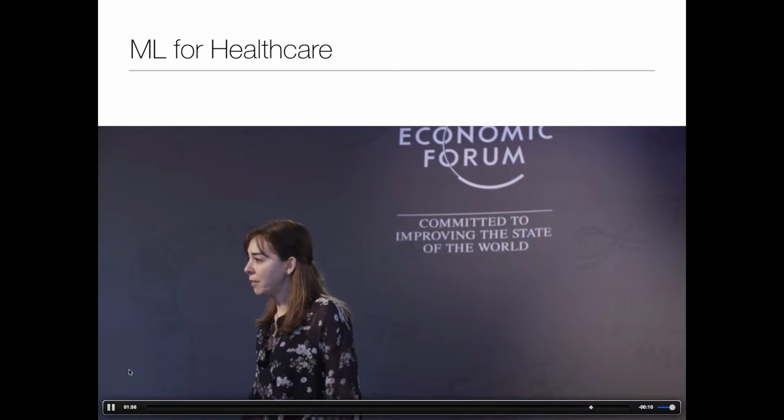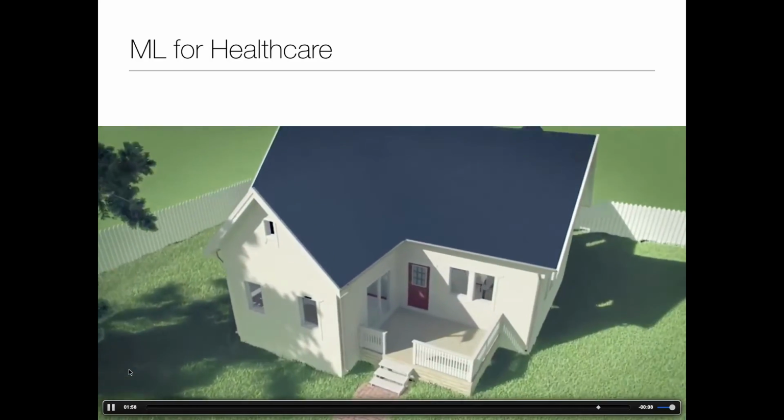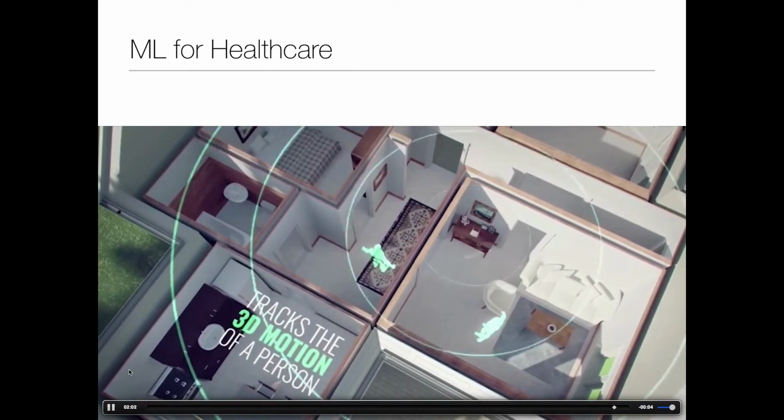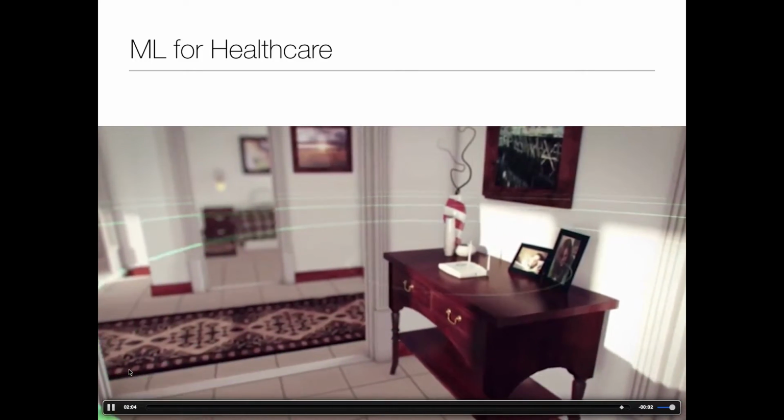Let me show you a video of this. This is the home, and the wireless signals spread in the home. And actually, they reflect off our bodies and come back to our smart box.